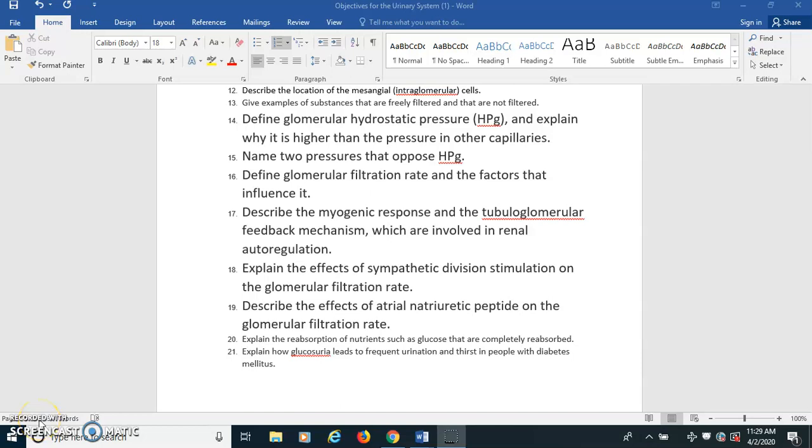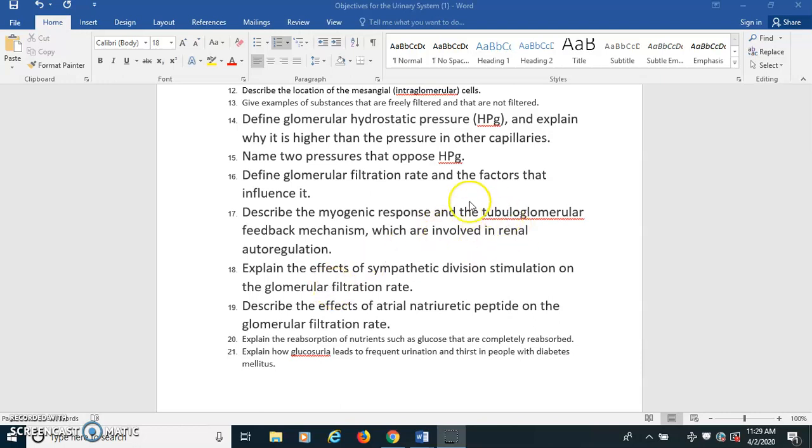All right, ANP2 students, we're going to continue on with regulation of the glomerular filtration rate. In the last video we talked about the myogenic response and the tubuloglomerular feedback mechanism. Those were things that the kidneys themselves regulated, so it's called renal autoregulation, since they didn't really need any other systems to help them.